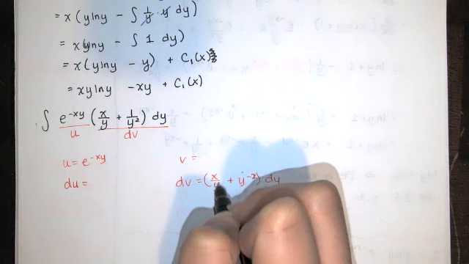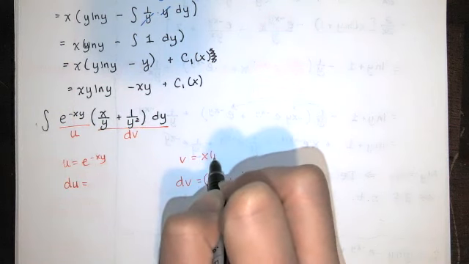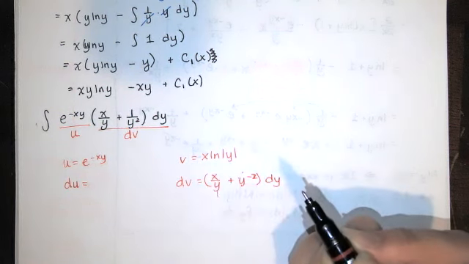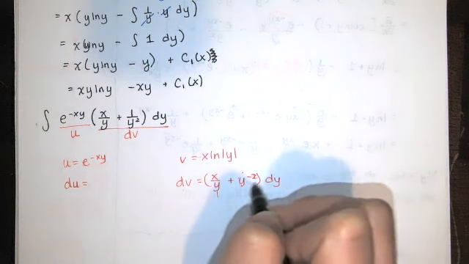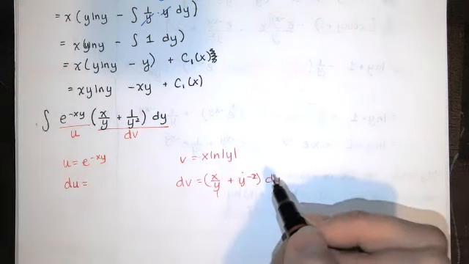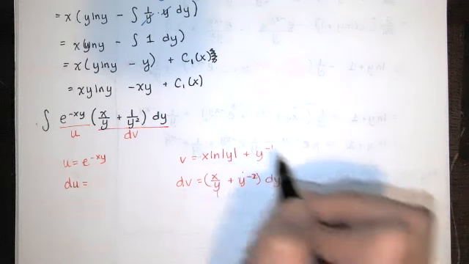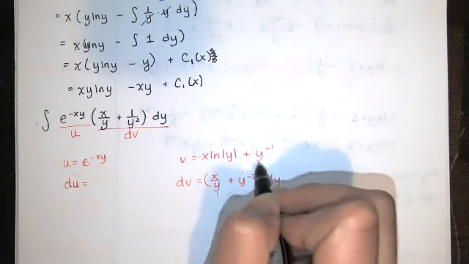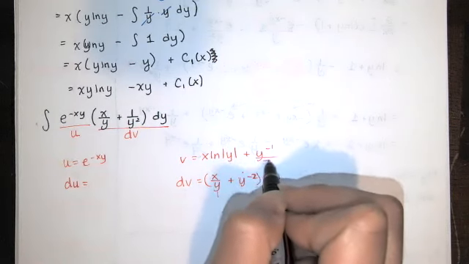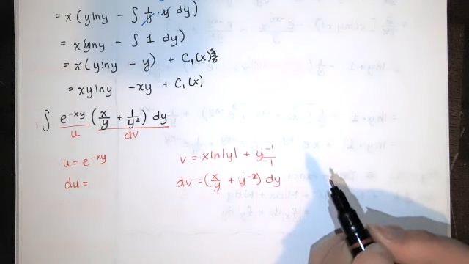So the antiderivative of this piece with respect to y is x times natural log of the absolute value of y. And the antiderivative of this piece with respect to y would be a y to the negative 1. We add 1 to the exponent and then divide by the new exponent. So we've got that there.